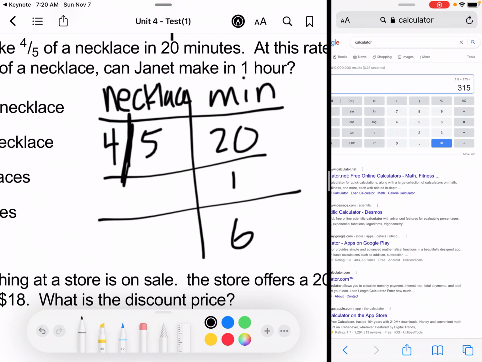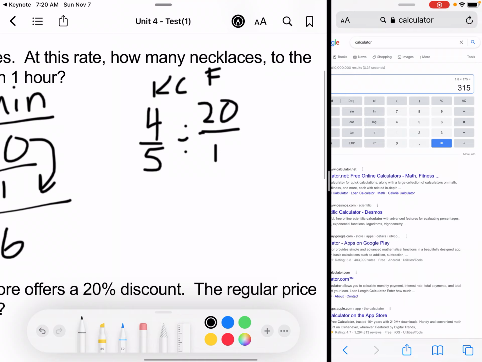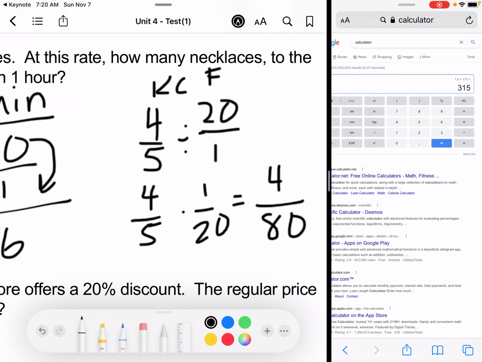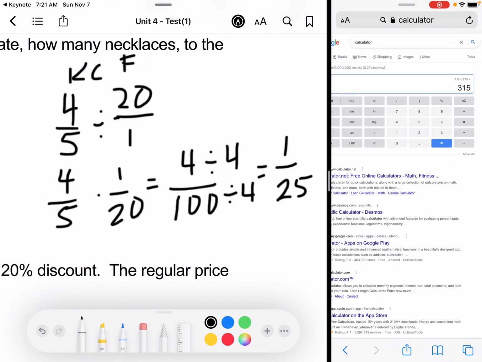That's a fraction bar. So I'm dividing by 20. So over here, 4/5 divided by 20 over 1. Keep, change, flip. 4/5 times 1 over 20. And I'm left with 4 over 80. That's not right. 4 over 100. So if I divide by 4, I get 1 over 25.